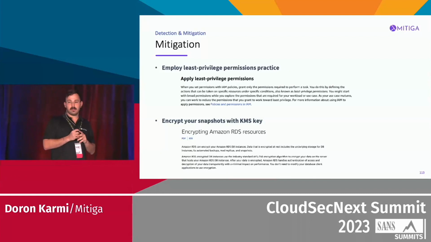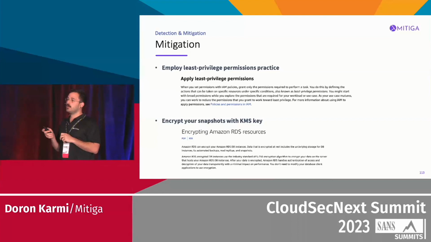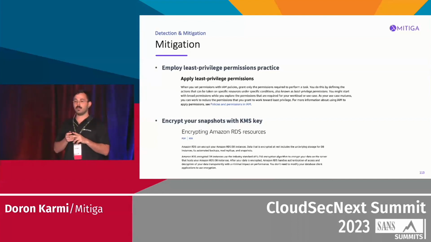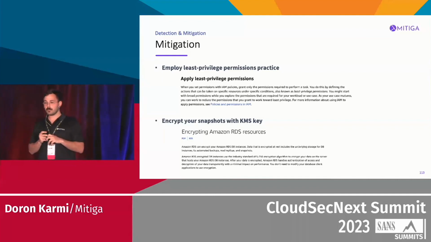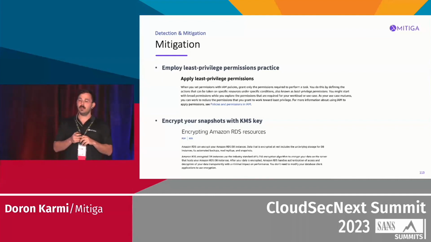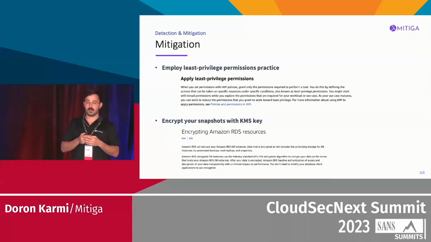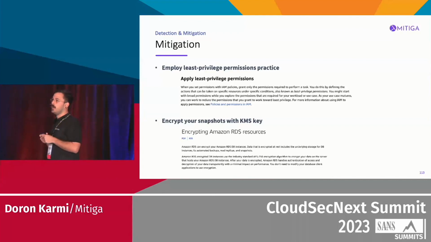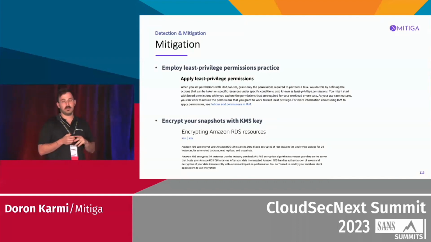And the second one is more specific to our case. This is also something that we found during the research. We found that if you encrypt your snapshot with a KMS key, which is a key management service by AWS that provides you the ability to encrypt resources, you won't be able to mistakenly share it outside. You will be able to share it with a specific AWS account if needed, but not to all.